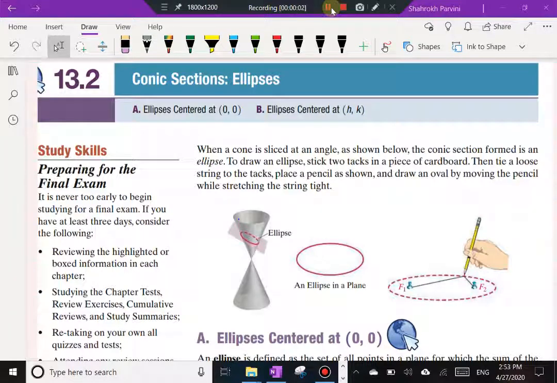Section 13.2, we're going to look at the third of our conic sections. Remember, there are 4 of them. In section 13.1, we looked at parabola and circle. In section 13.2, we're looking at ellipse. Ellipse would be the third of the 4 conic sections we're going to look at.